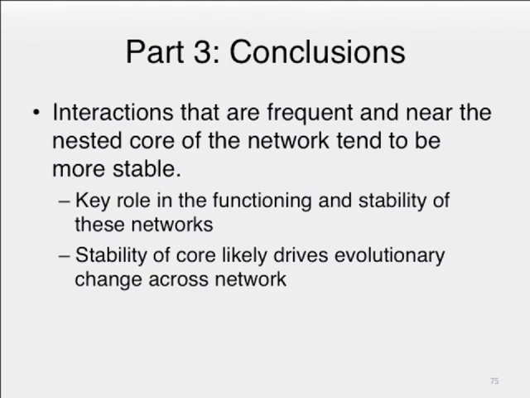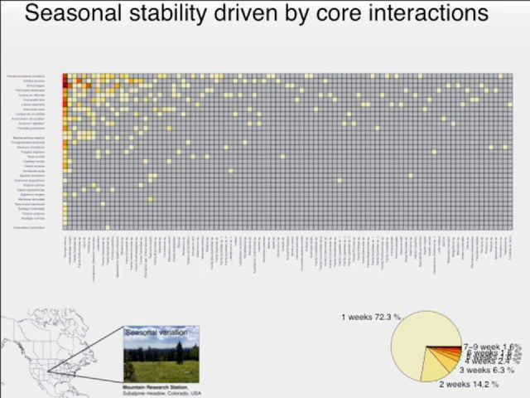So within season, in Colorado, we actually see the same pattern for stability within season, or for phenophase. Interactions that are frequent and close to the network core tend to be more stable.